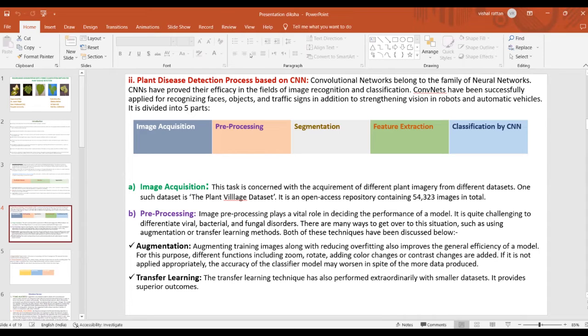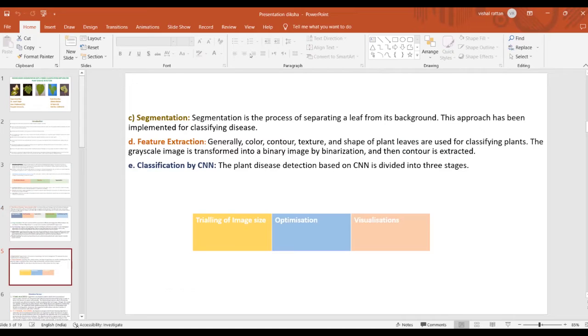It is divided into two parts. The first one is augmentation. It improves the efficiency of a model with different functions, including zoom, rotate, adding color changes, etc. And then the second part of the pre-processing is transfer learning. Transfer learning technique has also performed extraordinarily with smaller data sets. It provides superior outcomes.